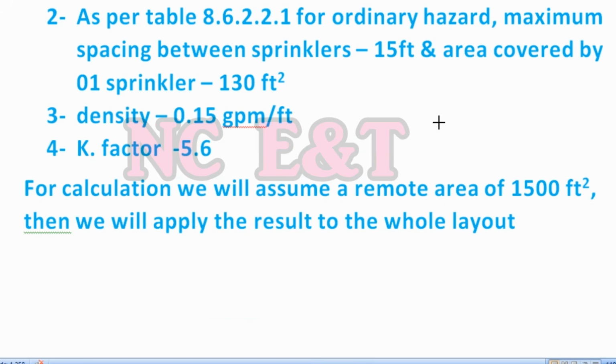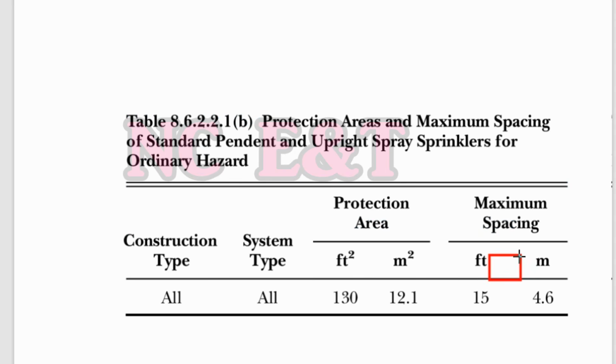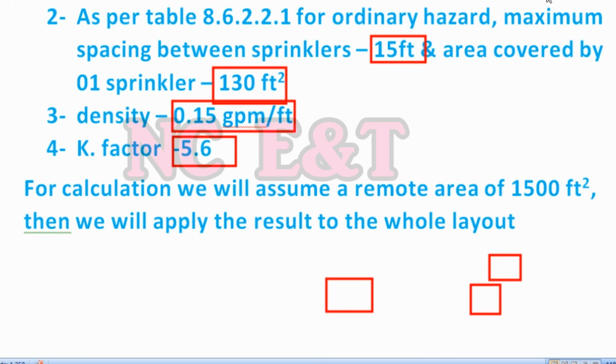Second point, for designing the sprinkler system for this room, we will use the ordinary hazard, and as per the table from NFPA we have these values for ordinary hazard. The maximum spacing between sprinklers is 15 feet, and the protection area by one sprinkler is 130 square feet. So we will use these values as per NFPA 13 for the calculation of our project.